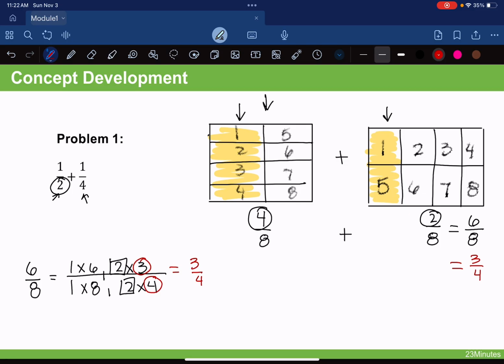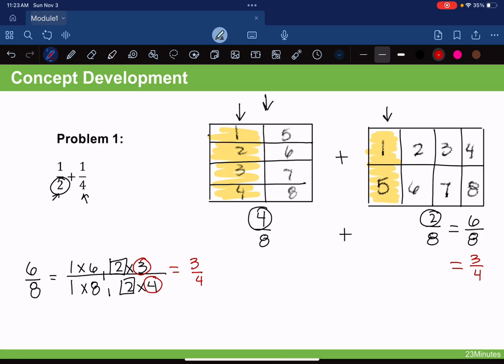So make sure you have all that set up. If you did not understand what was going on, I would probably go back to the beginning of this problem and watch it again so that you understand what is happening. The reason we do these models is so that we can show what is happening and how we can get them to have the same denominators.